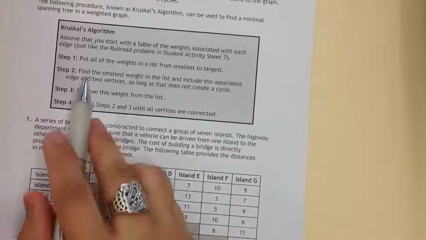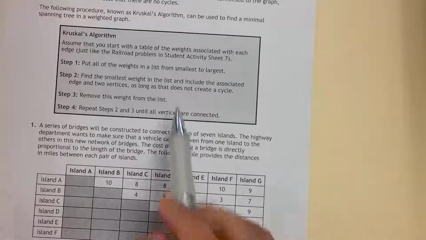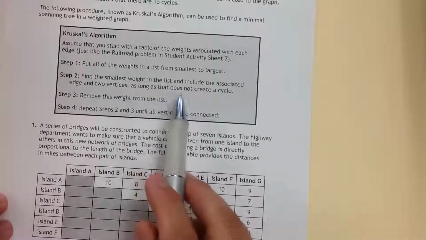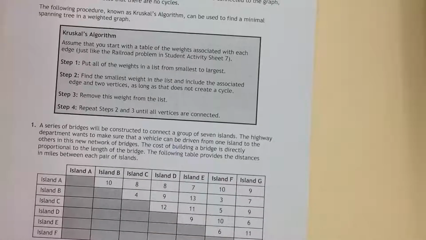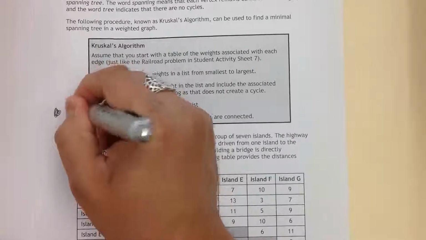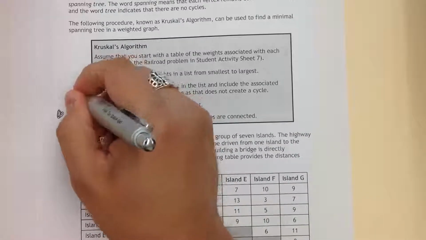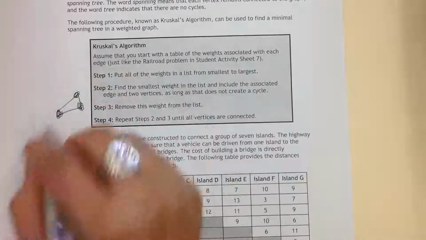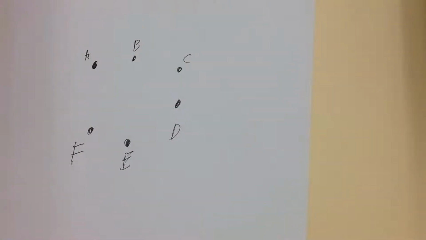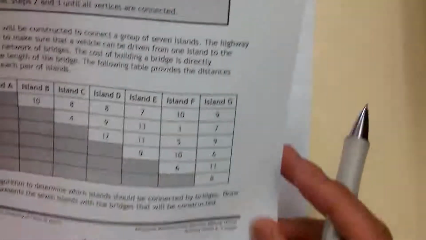So let's see, find the smallest weight in the list, and include the associated edge and 2 vertices, as long as that does not create a cycle. What that means is that we don't want it to go back. We don't want to have these 3 things all connected like that. We don't want a cycle. We don't want a loop. We don't want to loop back. So right now we just want to connect them all in one graph.